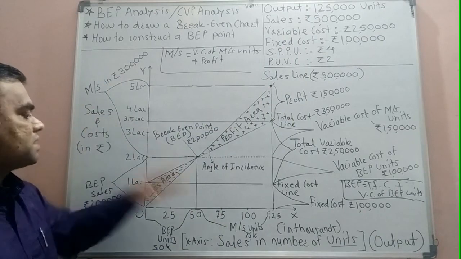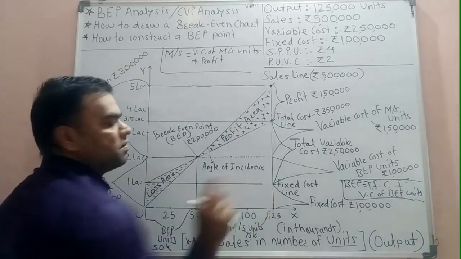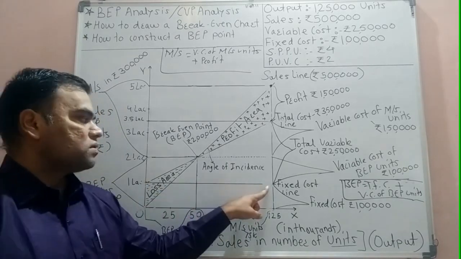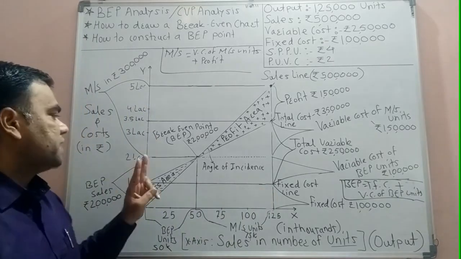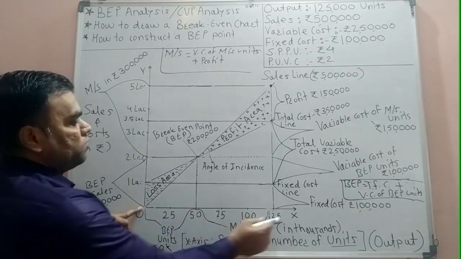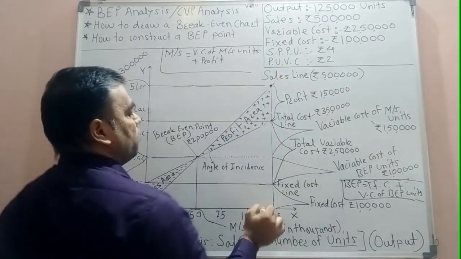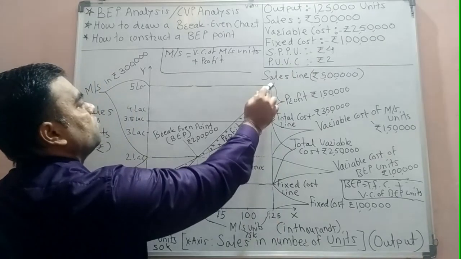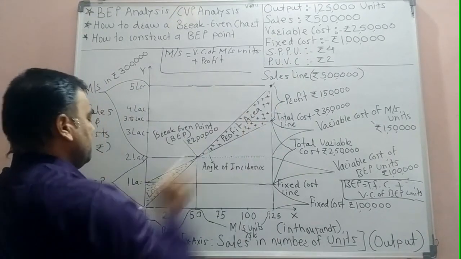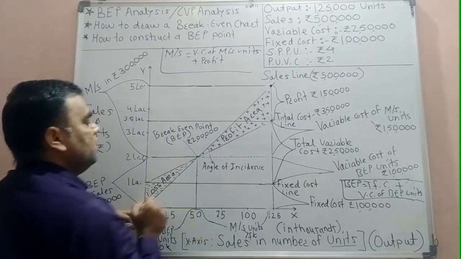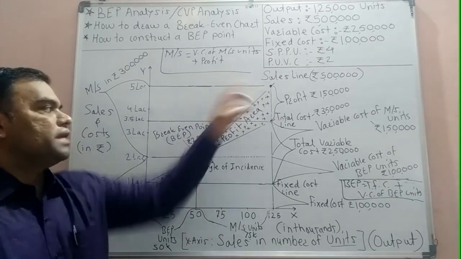So once we determine what is to be shown on the y-axis and x-axis, we have to draw the fixed cost line. First we have to draw the fixed cost line. Second, the sales line. Total sales: 1,25,000 units sold at a selling price of rupees 4, 1,25,000 units into rupees 4, 5 lakh is our total sales. So from total sales point to 0, we get the total sales line. First we have drawn the fixed cost line, then the sales line.